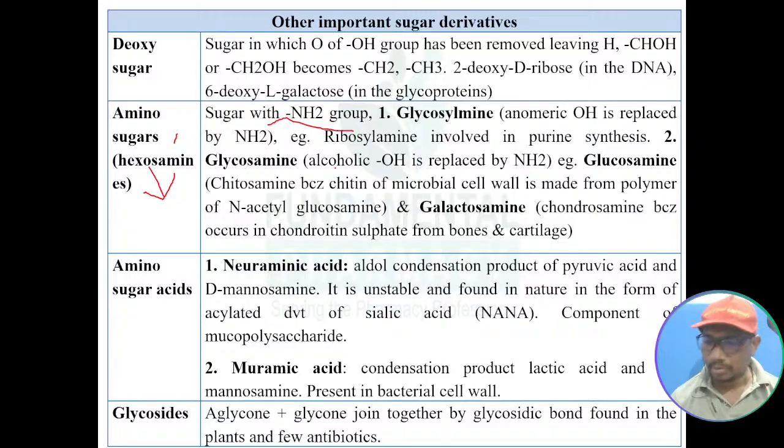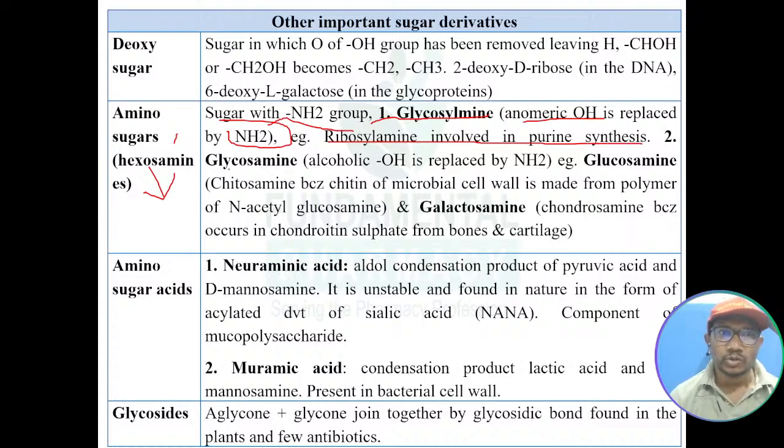There are two types of amino sugar. पहला कौन सा है? Glycosylamine. So in a glycosylamine, anomeric OH is replaced with the amino. Means functional group OH जो है आपका, that is replaced with the amino group. Example is ribosylamine, which is involved in the purine synthesis.